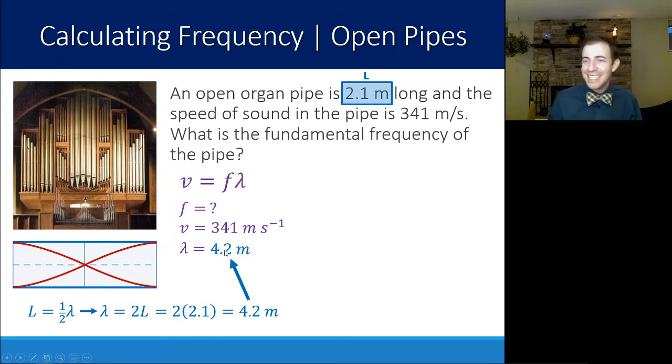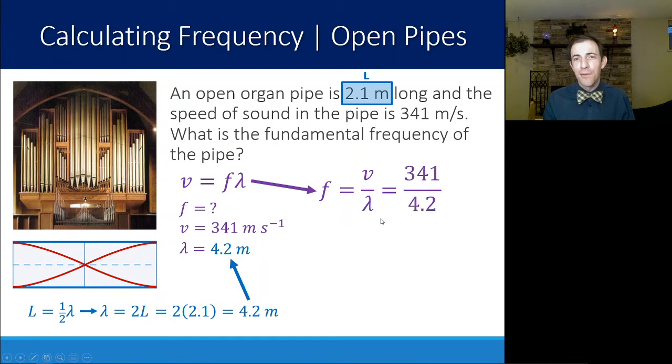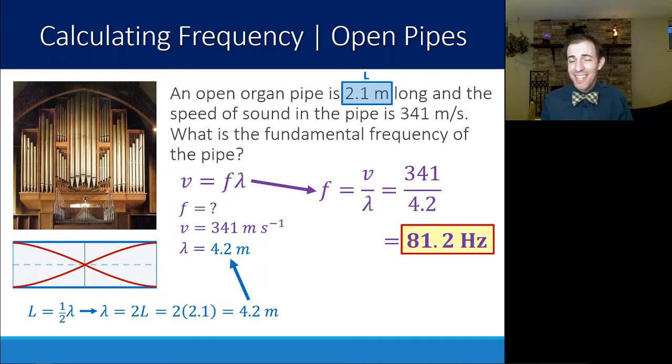So I can plug that in here, rearrange this equation to solve for the frequency. The frequency is the wave speed divided by the wavelength, which is 341 divided by 4.2 to give me a final answer of 81.2 hertz. That's a pretty low note, which would make sense if you have an organ pipe that is longer than I am tall.